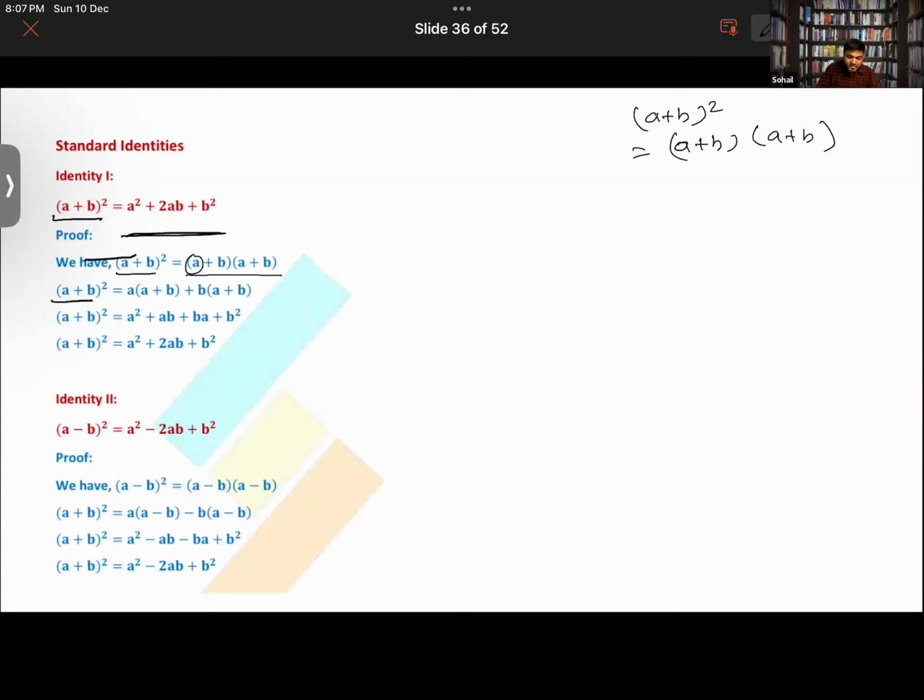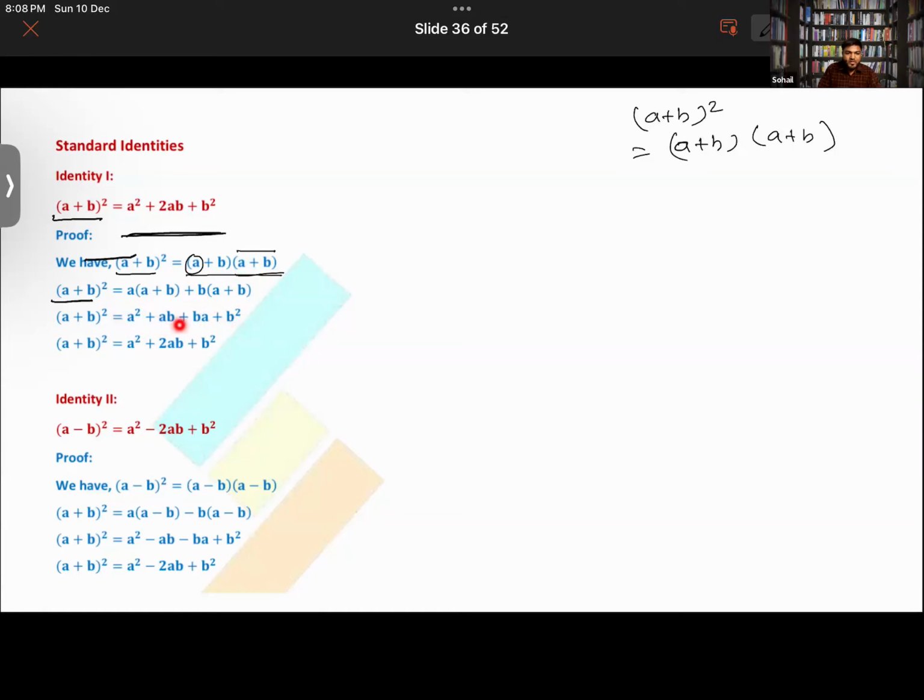A gets multiplied with each and every term of the values under the second bracket, right? A will be multiplied with A, and with B also. So simply, A is getting multiplied with A plus B, right? And B is getting multiplied with A plus B, right? So after solving it, you are getting A into A, that is A square. A into B, that is AB. Then B into A, that is BA. And then B into B, that is B square.